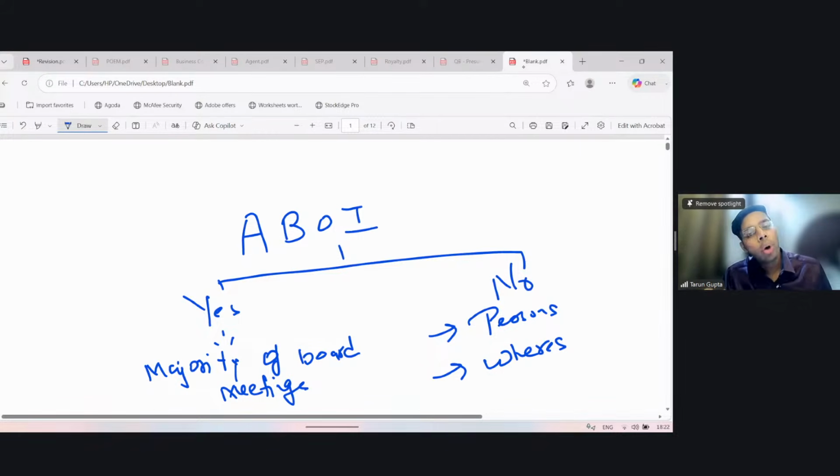And once you identify the person who are taking the decision, then you have to see where such decisions are being taken. And the place where such decisions are being taken, place where these persons are located, shall be deemed to be the place where the POEM of the company is situated. Clear?